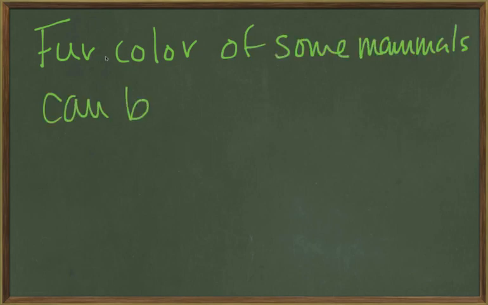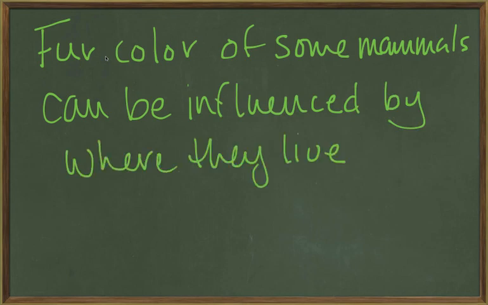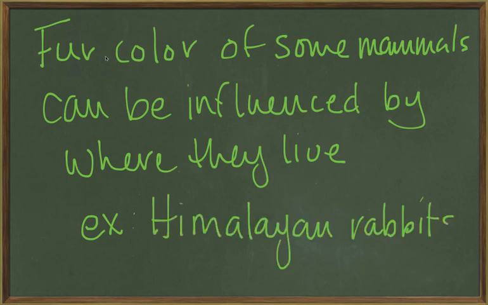Another example that I really like and that we might talk about again when we get into ecology is that fur color of some mammals can be influenced by where they live. An example of this would be Himalayan rabbits. With these rabbits during the summer, they can be multiple different colors depending on what their genes actually are. But in the winter, they largely turn white so that living up in the mountains, they can blend in with their surroundings.